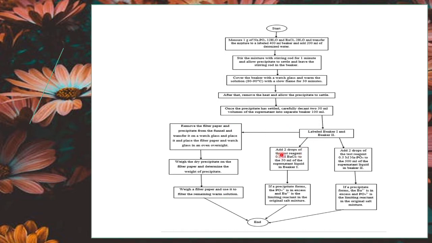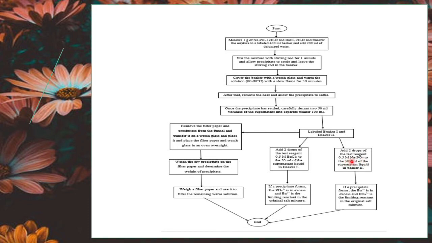In beaker 1, we will add 2 drops of test reactant, 0.5 ml of BaCl2, to the 50 ml of the supernatant liquid in beaker 1. If the precipitate from the PO4 is formed, then PO4 is in excess and Ba is the limiting reactant in the original salt mixture.